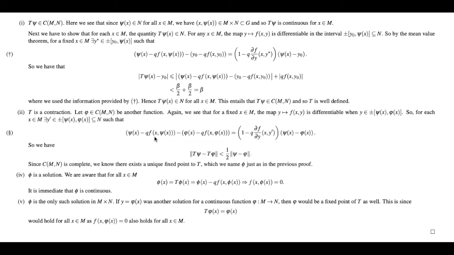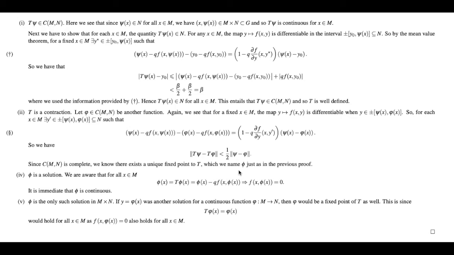So that's psi of x minus q f of x comma psi of x, minus phi of x minus q f of x comma phi of x. This is equal to psi of x minus phi of x times the derivative of the function at some point in the interval from psi of x to phi of x, because x is being held constant, so it's only y prime that lies in this interval, and the derivative was obviously 1 minus q times the partial of f with respect to y at x comma y prime.